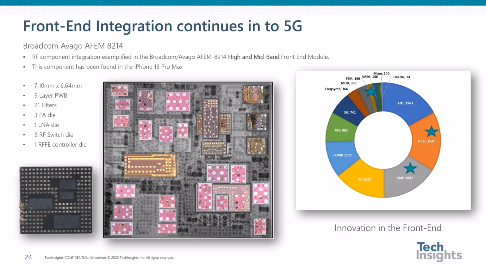Note the amount of space that the filters occupy as well. These are the pink die in the photo. The number of filters is not surprising given the number of bands that this module needs to support. Complex module integration such as this is what is driving innovation, and if we relate this back to the patent landscape, you could imagine applying circuit, process and packaging patents from the amplifier, filter, and front-end module groups of the landscape, among others.